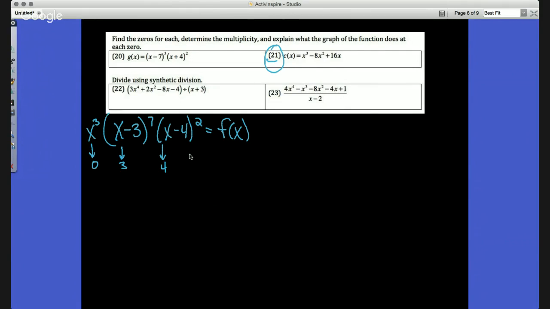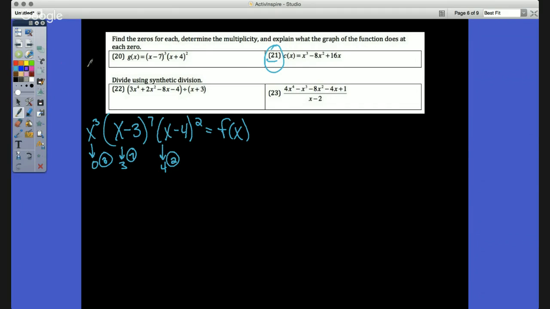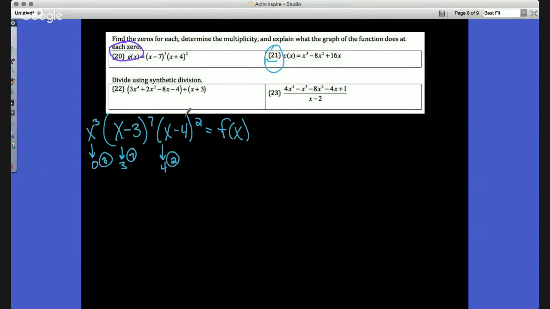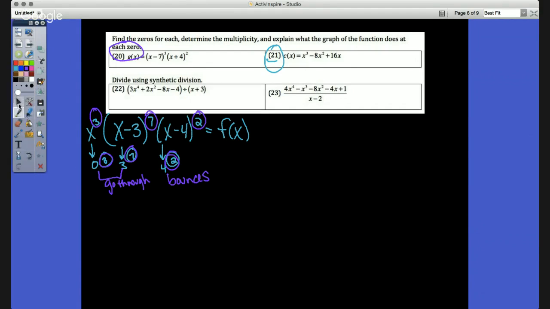Remember that. So once I get to that, my question is what's the multiplicity? Well, 0's repeated 3 times, 3's repeated 7 times, and 4's repeated twice. So then it will ask us, what is it doing at each 0? Well, if it has an odd multiplicity, it is going to go through. Odd multiplicity means it goes through. Remember, multiplicity is how many times it repeats. If it's even, it bounces. So anytime it has an even multiplicity, we bounce on that graph or the x-intercept, and then we return, okay? All right, so hopefully this is all getting there, hopefully helping you out.